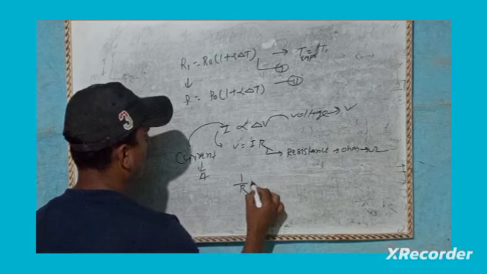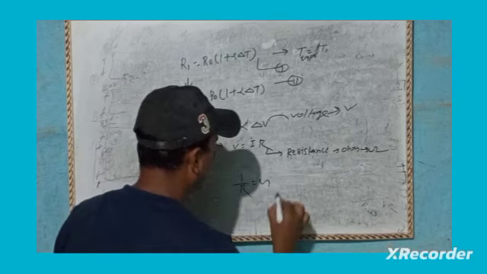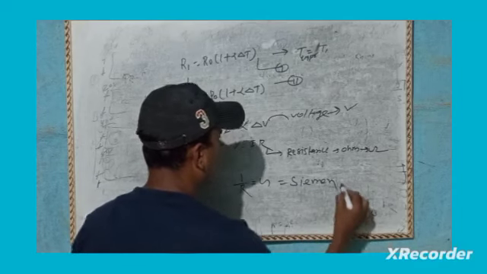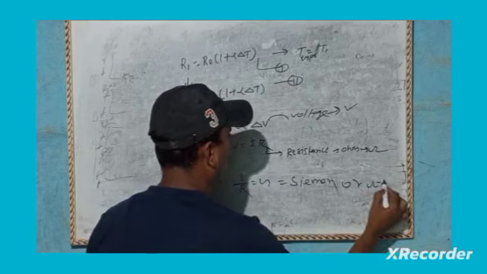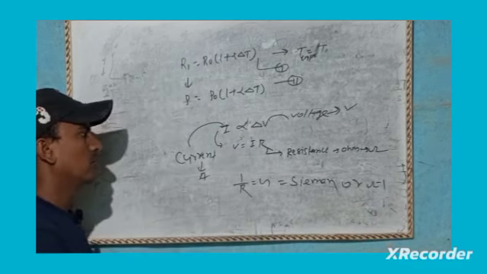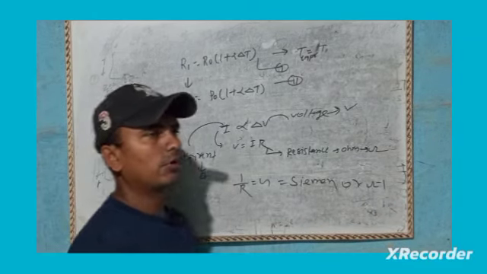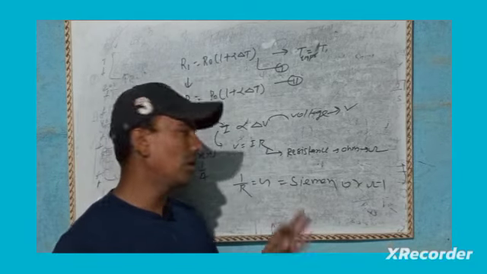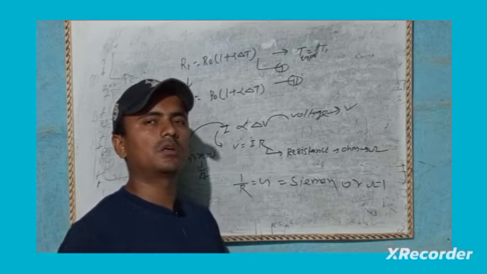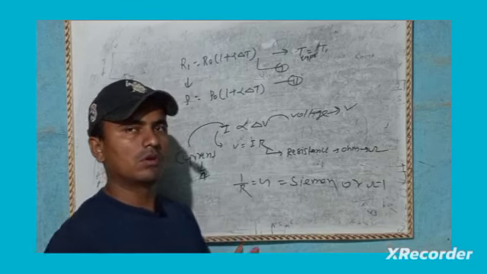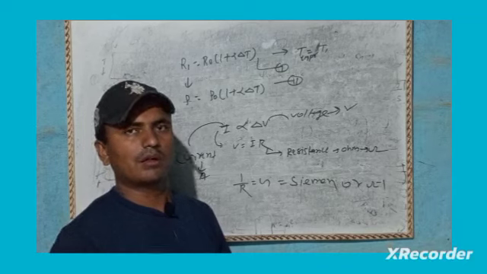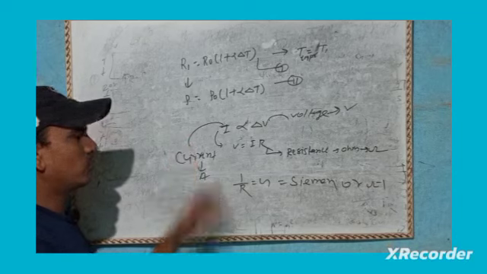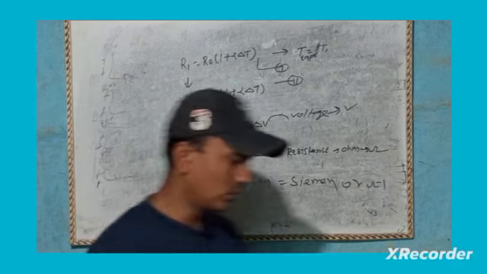1 by R is equal to G, called conductance, whose SI unit is Siemens or ohm inverse. Ohm's law is valid only for one direction flow of current, that is, a linear circuit, not a non-linear circuit, not a semiconductor, not a transistor. So there will be some questions related to Ohm's law, yes or no.